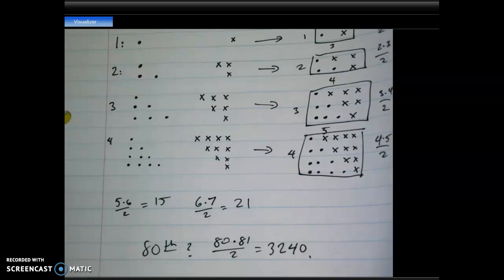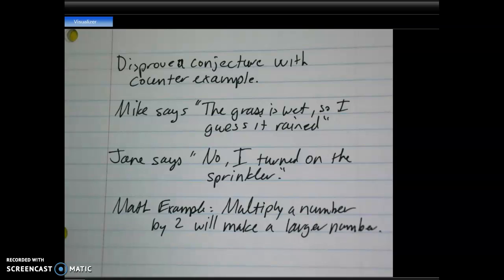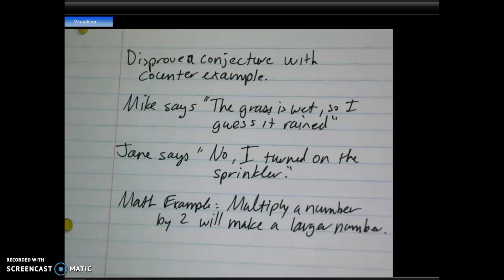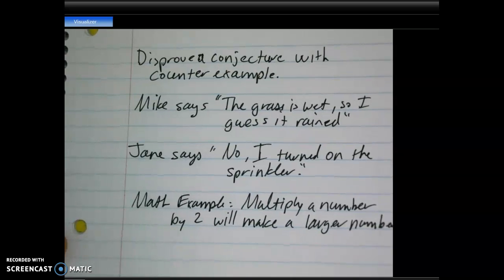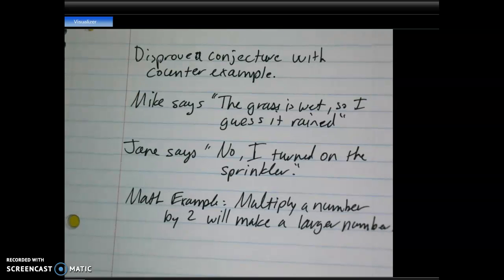All right. Last but not least, we're going to look at our final term, which is how do you disprove something? Okay, really quickly, I want to make sure we understand what we mean when we say disprove a conjecture with a counterexample. So Mike says the grass is wet, I guess it rained. Jane says, no, I turned on the sprinkler. That seems like a little bit of a mundane situation, but let me tell you that this is actually what proof is about, or in this case, disproof.